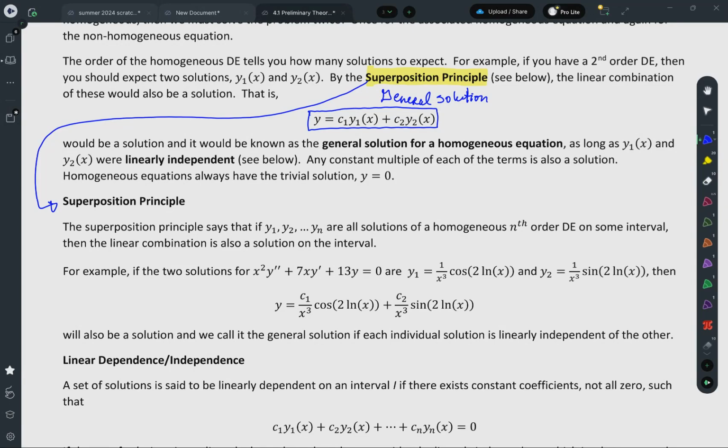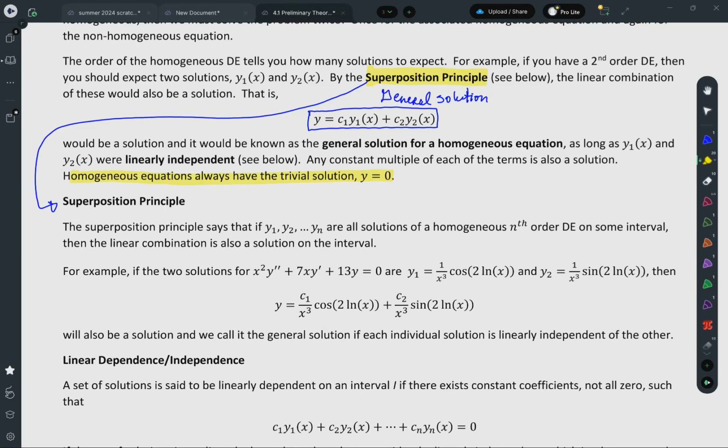One of the solutions that a homogeneous equation always has is the trivial solution. So the homogeneous equations always have the trivial solution, y equals 0. We typically do not list that as a solution unless it is the only solution. And I've been teaching this class a very long time and have yet to come across a differential equation that only has the trivial solution.